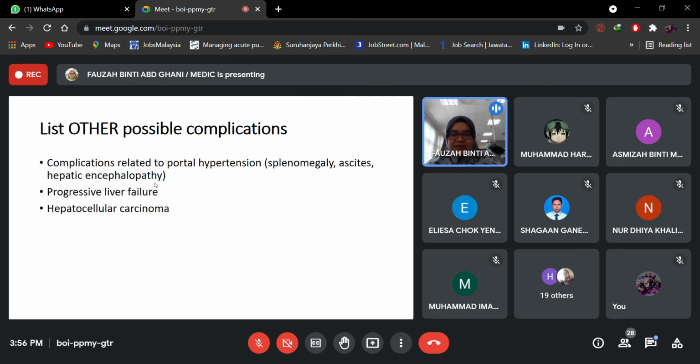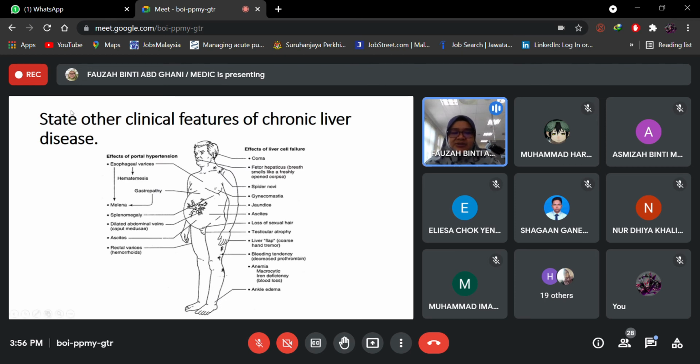Okay, and then as mentioned, the hepatocellular carcinoma. Though just now we saw that only 10% of liver cirrhosis can eventually lead to hepatocellular carcinoma, it is a complication nevertheless. Okay, so these are the other clinical features of chronic liver disease, right? Basically the features can be due to the effects of the liver failure, ataupun it can be the effect of the portal hypertension. Just now you have described the esophageal varices, okay.